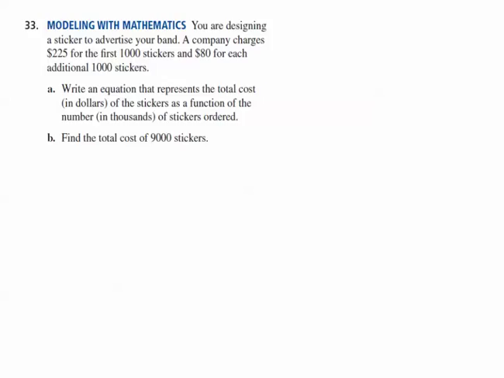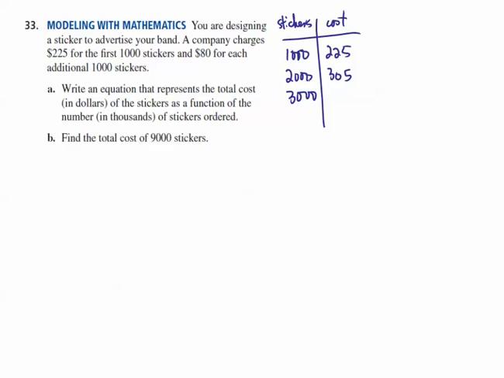You're designing a sticker to advertise your band. The company charges $225 for the first 1,000 stickers and $80 for each additional 1,000 stickers. So I set up a table. We know that it's $225 for the first 1,000 stickers and then $80 for each additional. So when we go to 2,000 stickers, it's going to be 225 plus 80, or 305. We could keep going if we wanted. 3,000 stickers would be $385, etc. Now we have 2 points, and so we can label x1, y1, x2, y2.